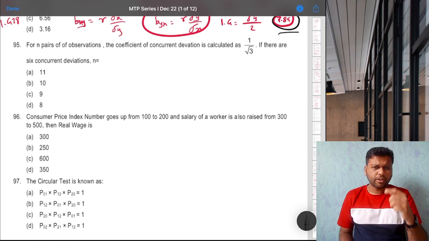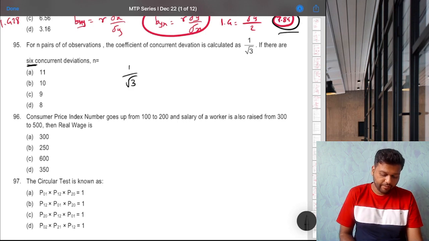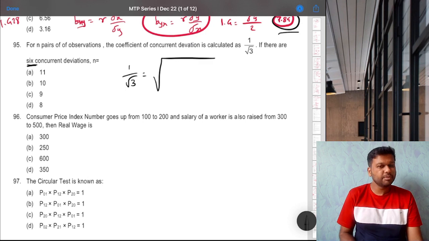So what is the coefficient of concurrent deviations? They have given that there are 6 concurrent deviations. We know the coefficient of concurrent deviations is the square root of the expression, it is positive, so let's skip that plus minus sign.